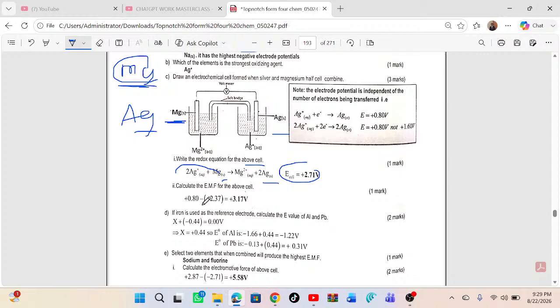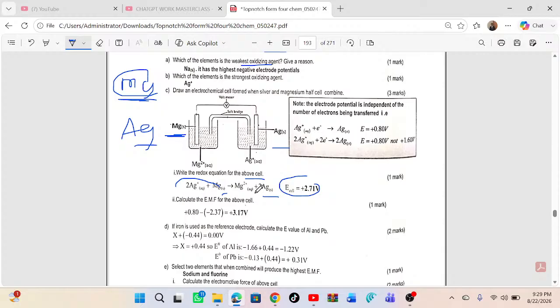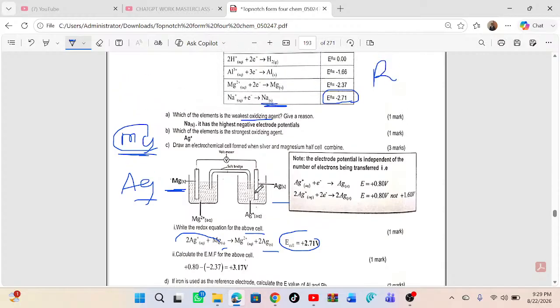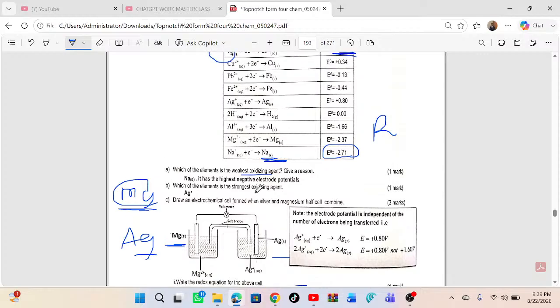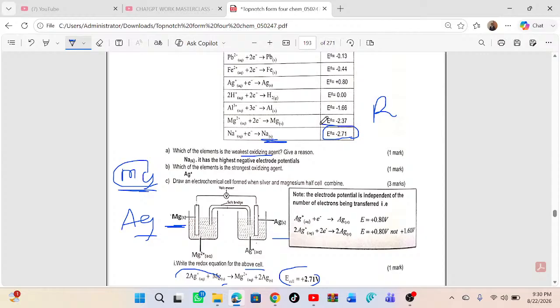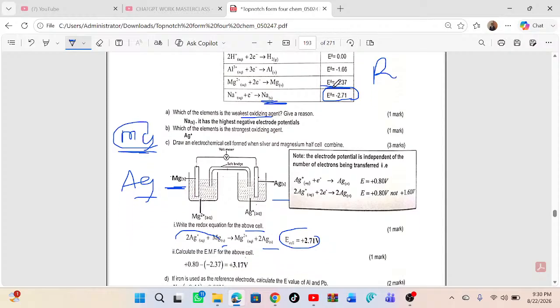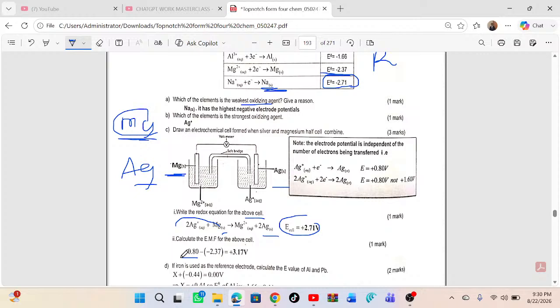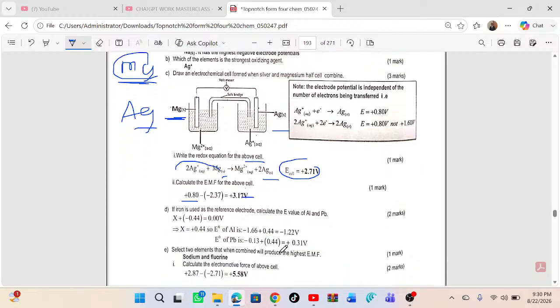Then tunapewa nini? Tuko na the cell calculation. Calculate the EMF of the cell above. So magnesium na argentum. Magnesium ni negative 2.37, and then argentum is positive 0.8, and then we subtract it. Tunachukua 0.80 minus, nimekwambia we subtract, minus negative 2.37, and then we get 3.17 volt.